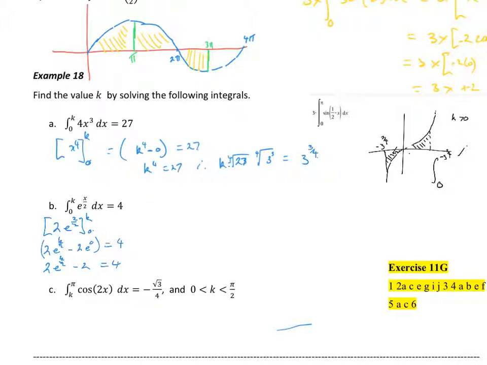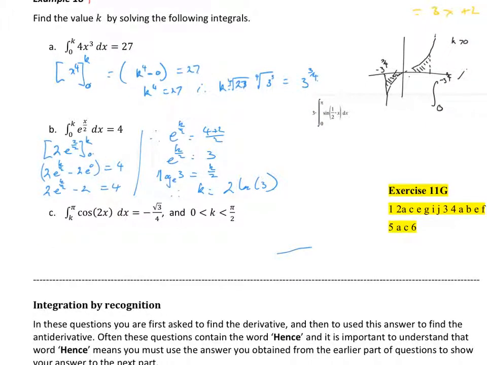Take the 2 over, divide by 2. So therefore we get e to the k on 2 is equal to 4 plus 2 over 2. E to the k on 2 is equal to 3. Log base e. Log base e of 3 is equal to k on 2. Therefore, k is equal to 2 natural log 3. So again, same sorts of processes. Let's see how we go fitting this one in here.